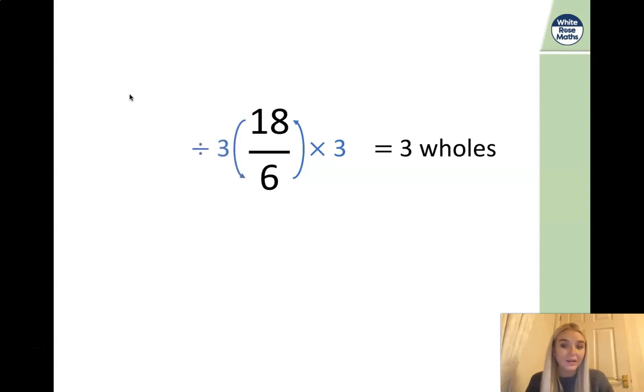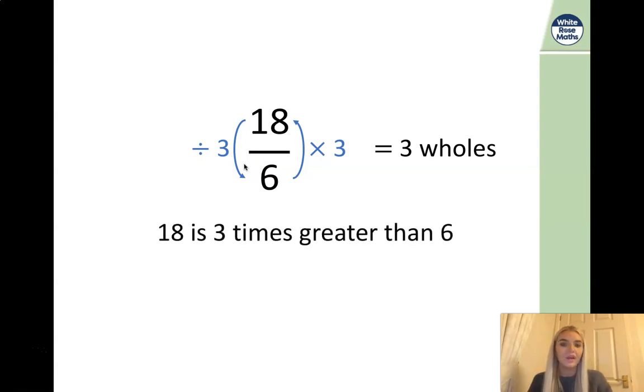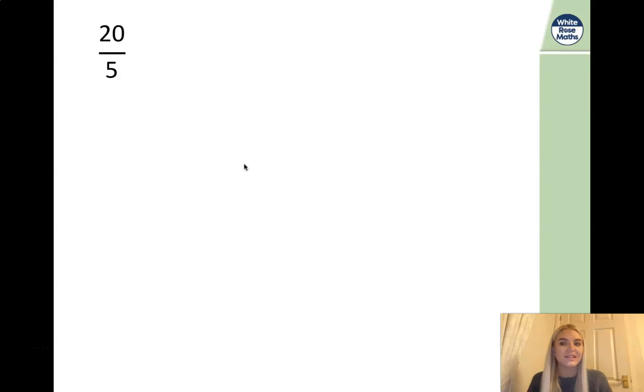18 divided by 3 also gives us 6. And we can use this to work out how many wholes there will be, because we know that one whole is going to be 6 sixths, because that's our denominator. So that means that we need 3 wholes to make 18, because 6 multiplied by 3 is 18. Because 18 is 3 times greater than 6.